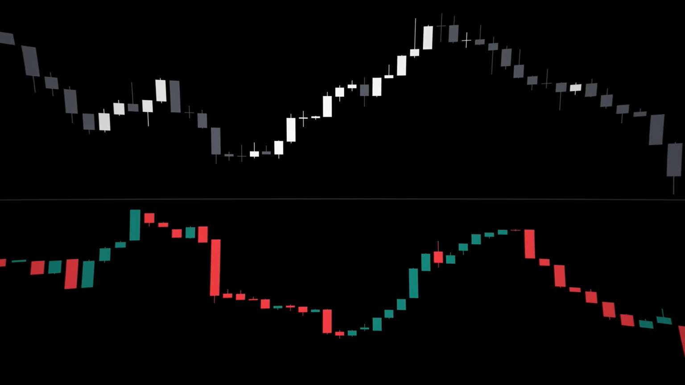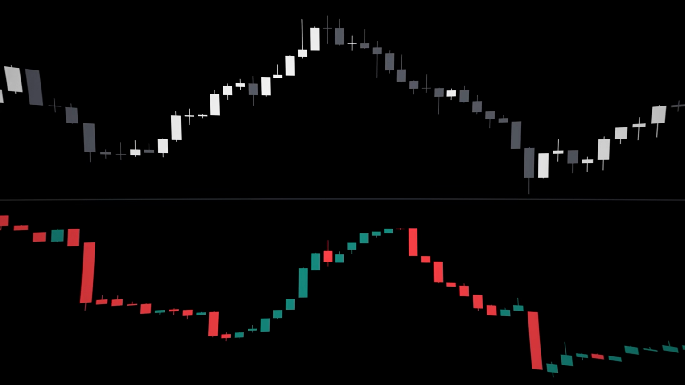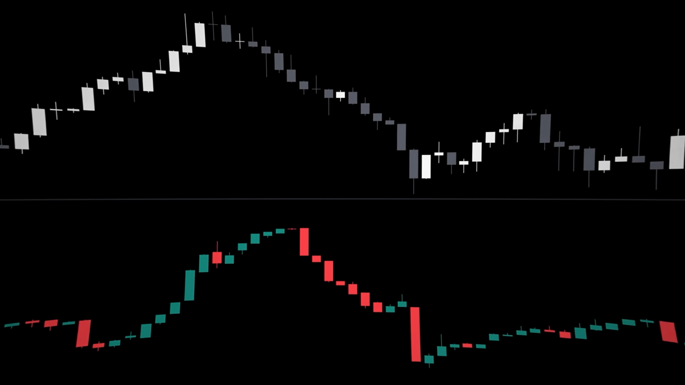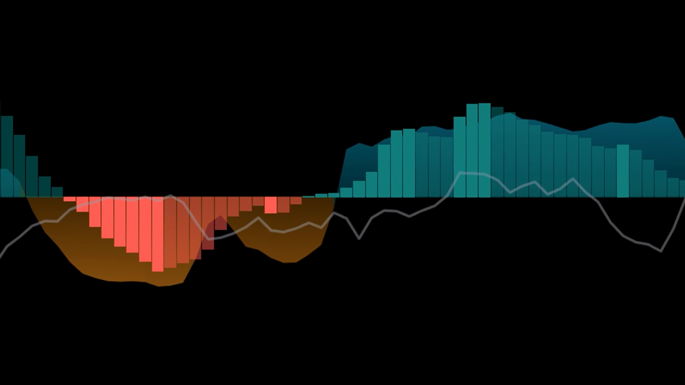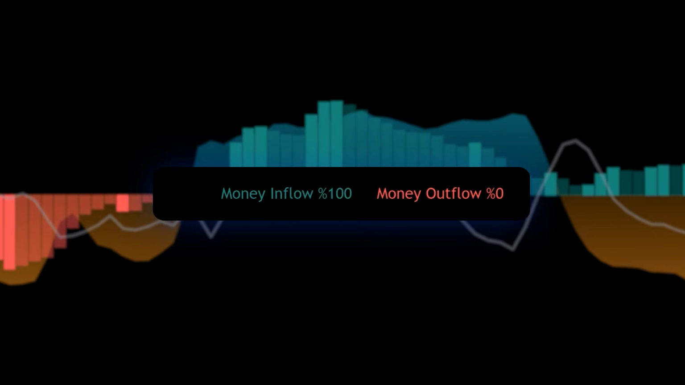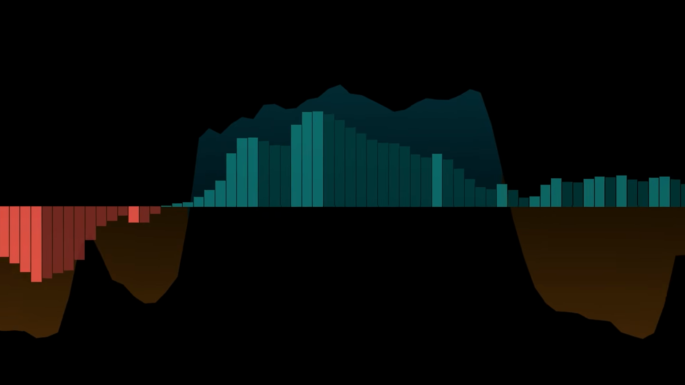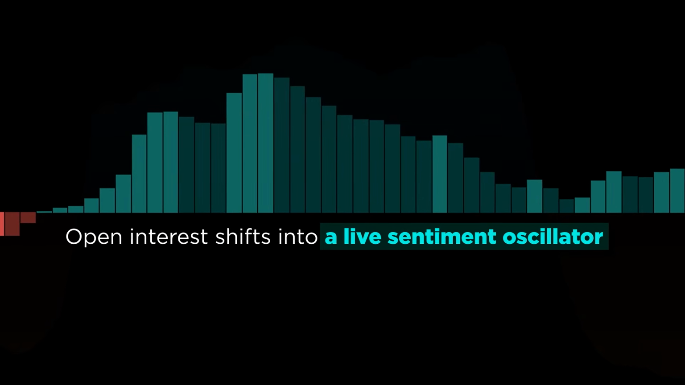The problem? Most open interest tools are messy, lagging, or buried in dashboards you need a degree to navigate. This indicator fixes that. It compresses everything into a single, intuitive pane, estimating capital inflows and outflows in real time, converting open interest shifts into a live sentiment oscillator.